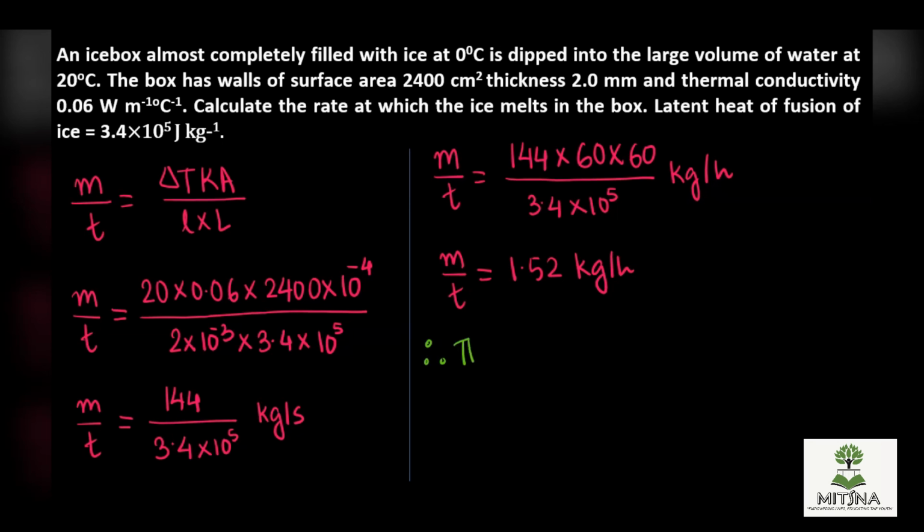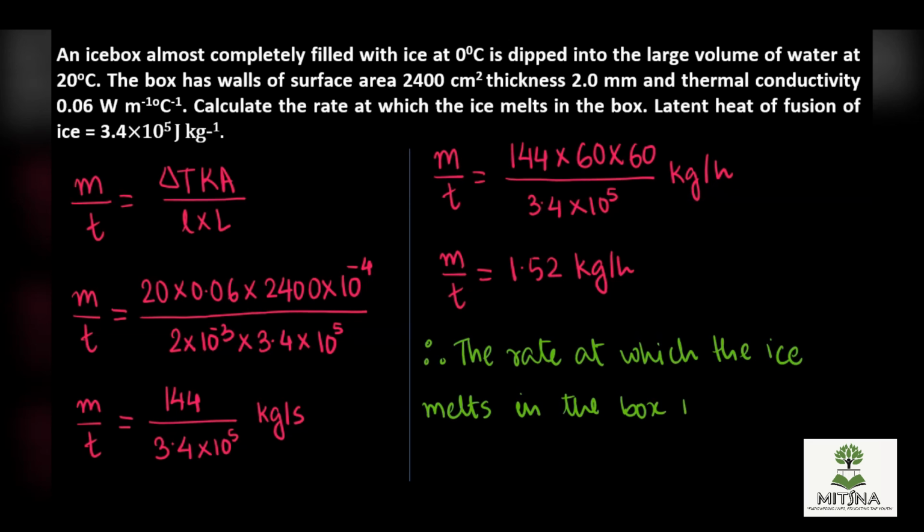Therefore, the rate at which the ice melts in the box is 1.52 kg per hour. Thank you.